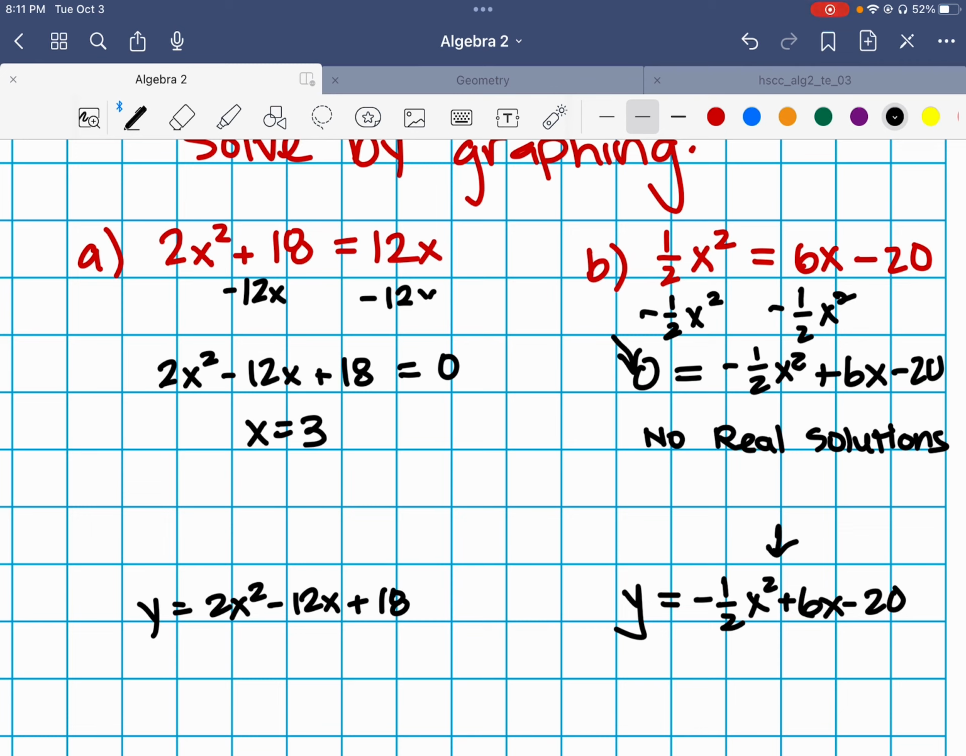And that's how we graph problems. And this is how we solve equations using their graphs. We have to set it to 0, or it's ideal to set it to 0, and then you just look for the x-intercepts. All right, if you guys have any questions, please don't hesitate to ask.